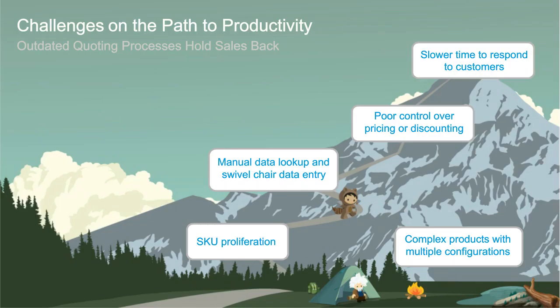Although most manufacturers realize the need to be more customer-centric and agile, outdated, clunky, and sometimes even manual processes can act as a barrier. Most of the Salesforce customers I've spoken with have experienced one or many of the issues listed here. Whether it's manual swivel chair data entry in Excel, data lookup from multiple systems, SKU proliferation, or poor control over pricing and discounting, the ultimate result of all of this is a delay in responding to customers and poor productivity.